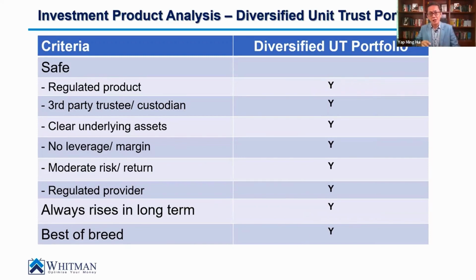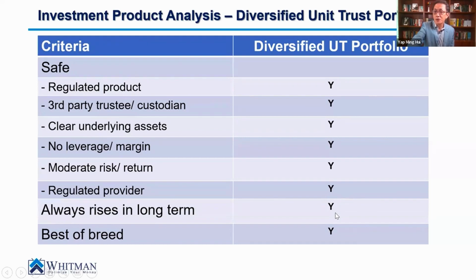Okay, but then we come to this boring unit trust portfolio. You'll be surprised, but if you look into a diversified unit trust portfolio that diversifies into different asset classes, you can find that it fulfills the criteria of a regulated product. It has a third-party trustee. It has a clear underlying asset. You can make sure there is no leverage, and you can structure it in such a way that it's diversified and moderate risk return. And you can make sure that the provider, whether it's a fund house or a platform like iFast, is a regulated provider.